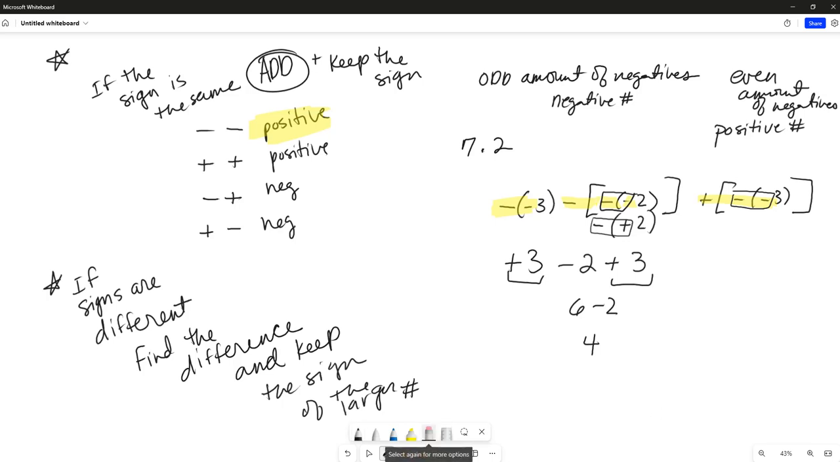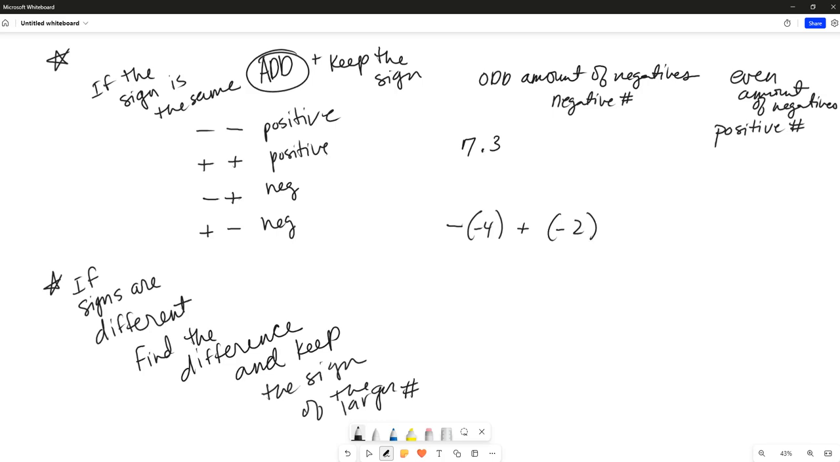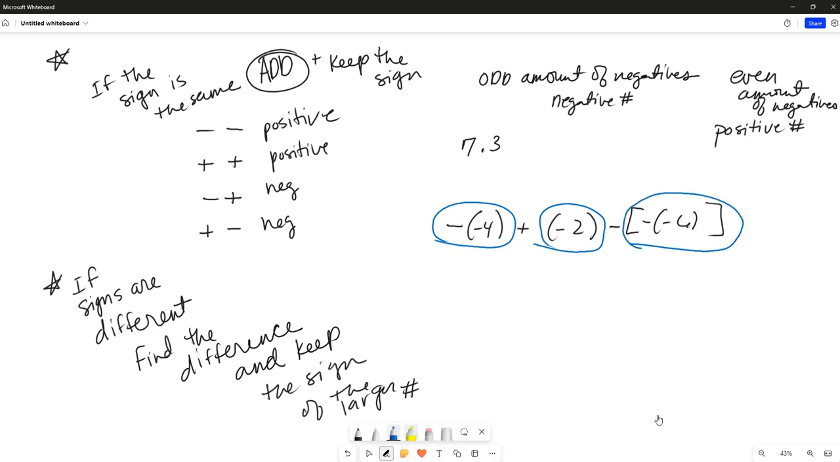All right, now let's go to 7.3. We have the opposite of 4, plus a negative 2, minus the opposite of 6. Okay, we simplify each term. You'll notice in your book that they just put a circle around them like this. You could do it that way. So this is two negatives, that's positive. A negative and a positive, so that's a negative. Three negatives, so that's an odd amount of negatives, so it's a negative.